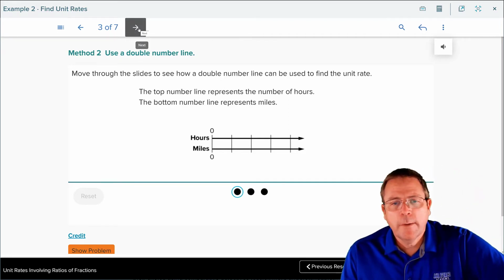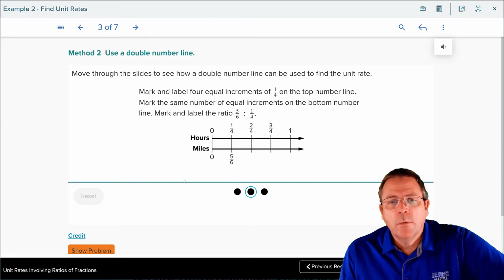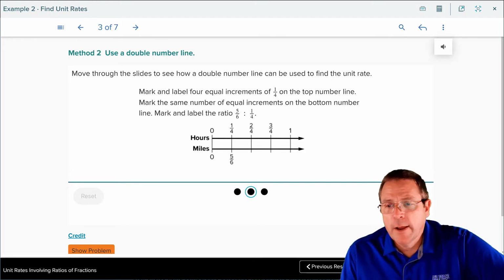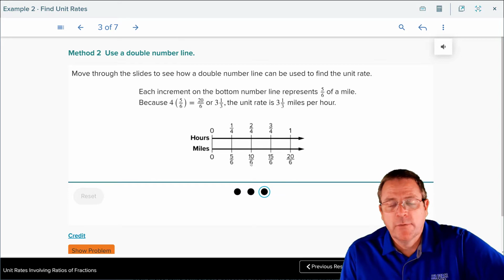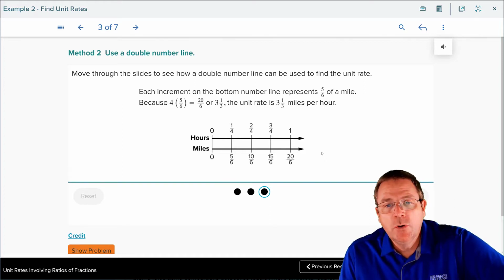Alright, so here we are, time for the double number line. What do we know? Well, first off, we know that 1/4 of an hour is equal to 5/6 of a mile. So then we've got 2/4 of an hour, 3/4 of an hour, and 1 whole hour. That means that 2/4 of an hour is going to equal 10/6 of a mile, double 5/6. 3/4 of an hour will be 15/6 of a mile. And then the final one, 1 whole hour, is going to be 20/6 of a mile, which is the same 3 1/3 that we came up with the other way. So that is method number 2 for skinning this cat.